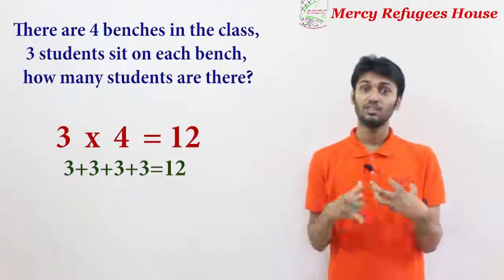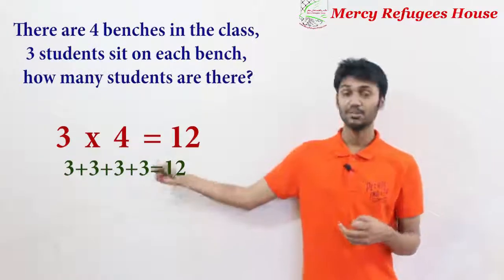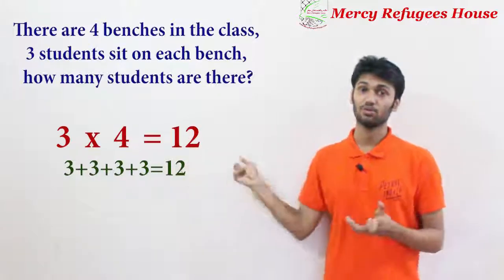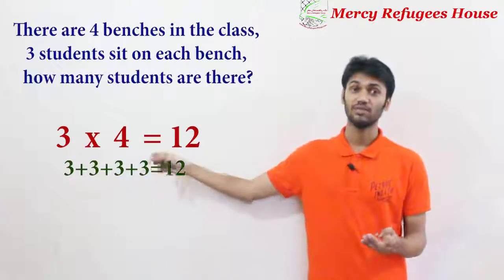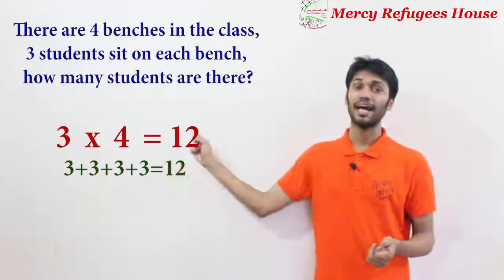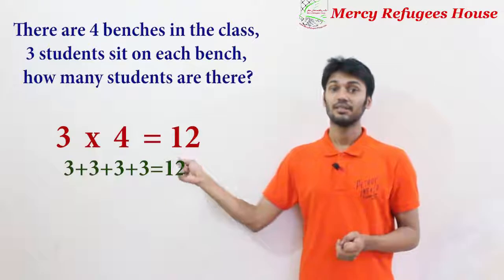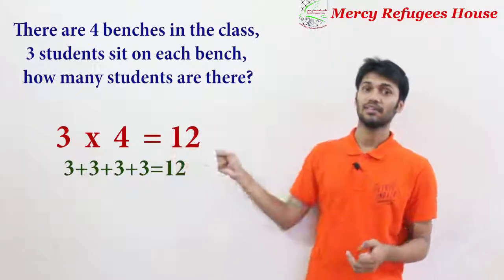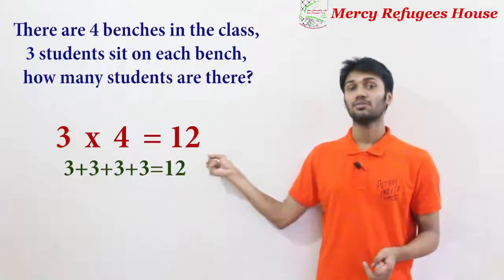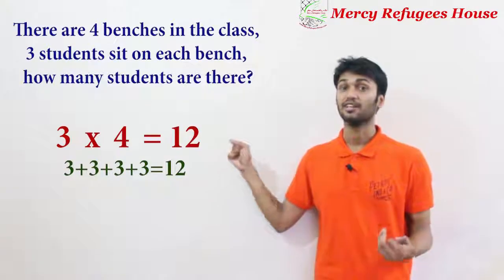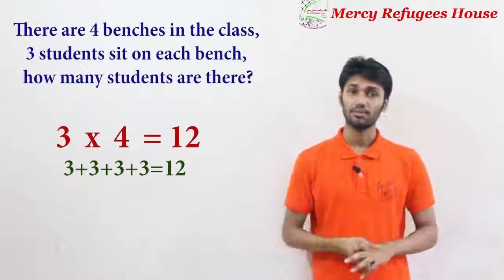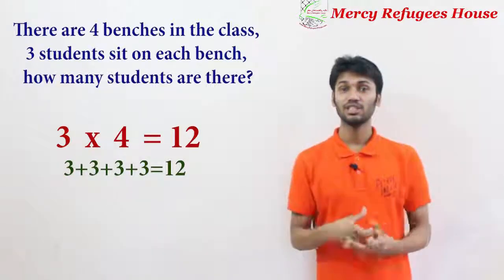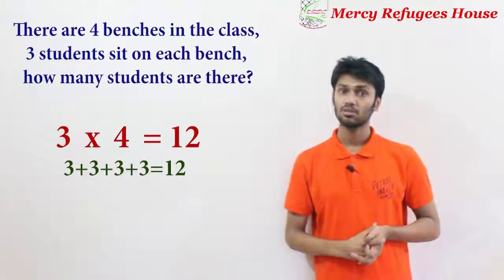You just teach the students using this method, right? 3 plus 3 plus 3 plus 3. So what do you get? 3 plus 3 equals 6. That means 3, 4, 5, 6. Then add 3 with 6: 7, 8, 9. Then after 9, what do we get? 10, 11, 12. This is how we get the number 12. That means 3 times 4 equals 12.